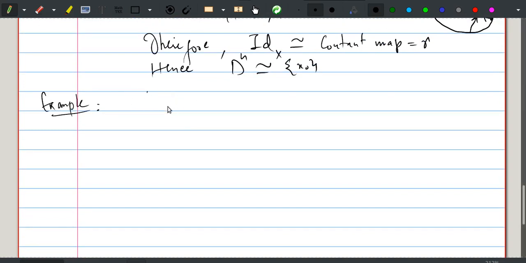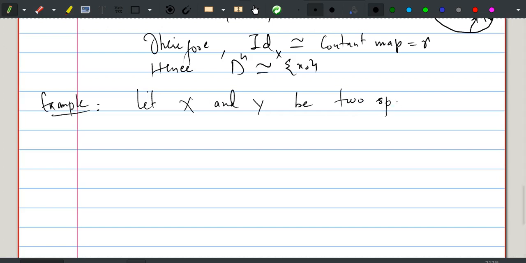Let us consider two topological spaces X and Y. Let X and Y be two spaces. By two spaces I mean two topological spaces, such that Y is convex.